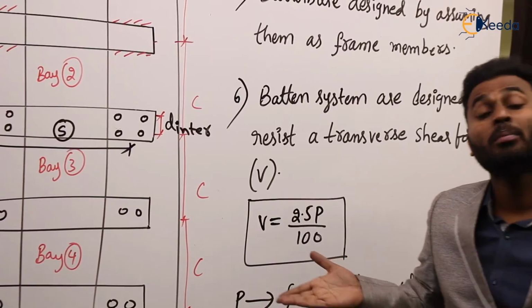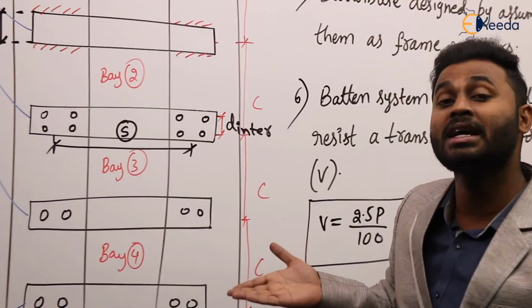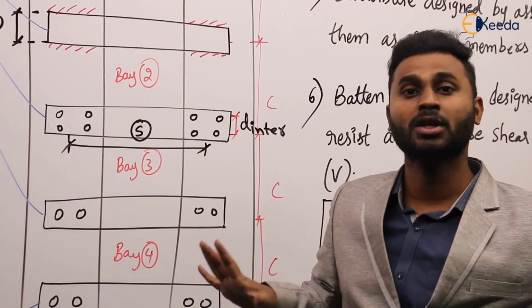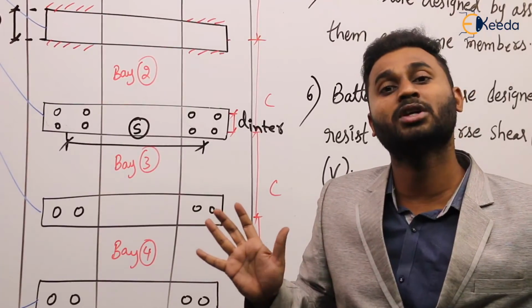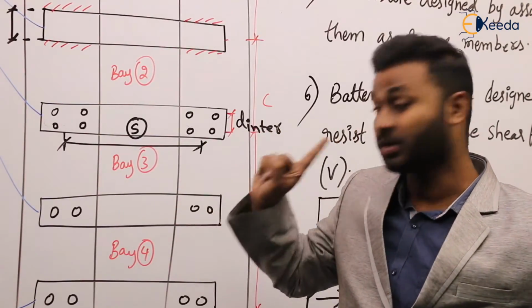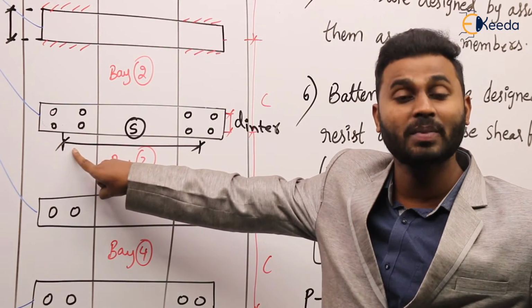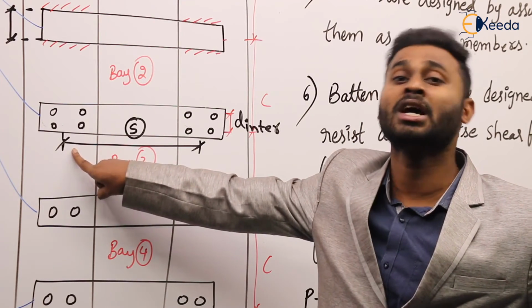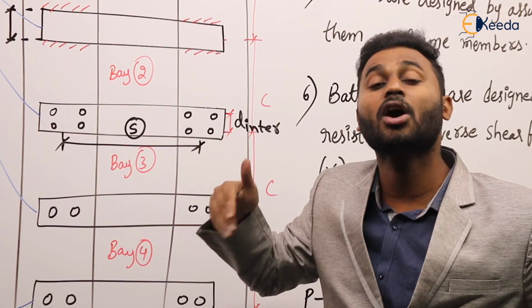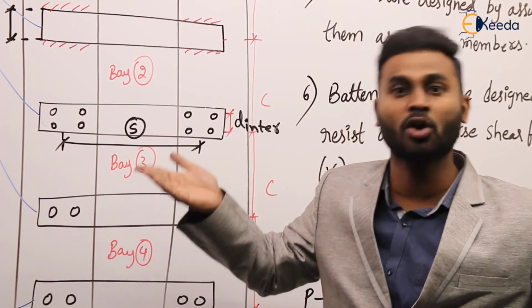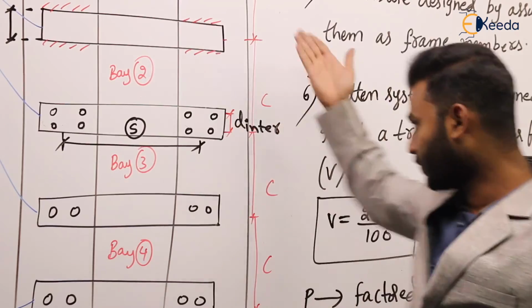So we know that members of the batten system are designed by assuming them as frame members. We know that a member of a frame is subjected to shear and bending. So from that we can say that the members of this batten are subjected to shear force and bending moment. Agree or not? Now let us see how much bending moment and how much shear force they are subjected to.